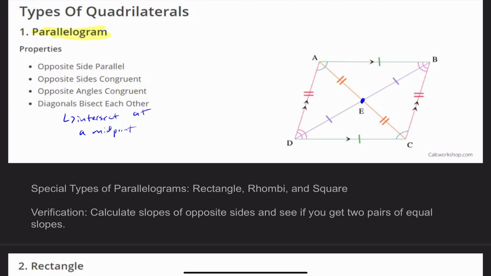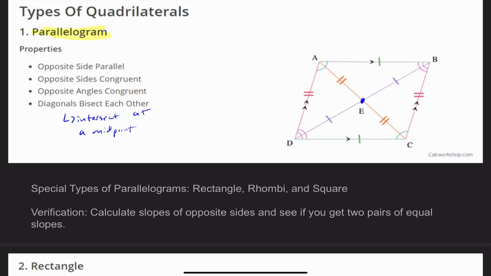If you understand or memorize these properties of a parallelogram, then we can move on to rectangle, rhombi, and squares, because those three things are special types of parallelograms. That means they have all these properties here.